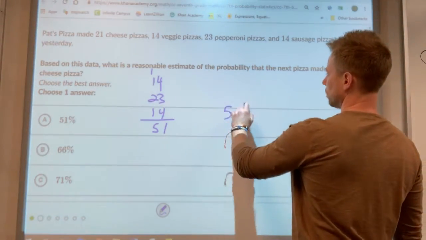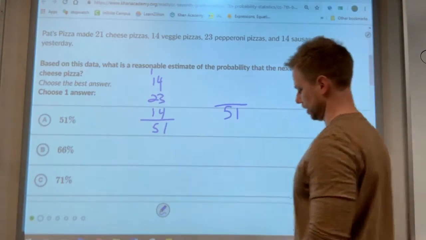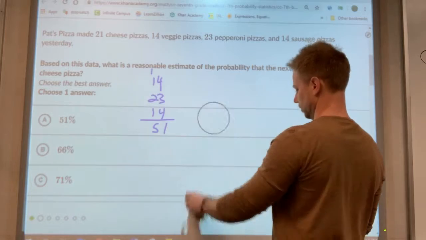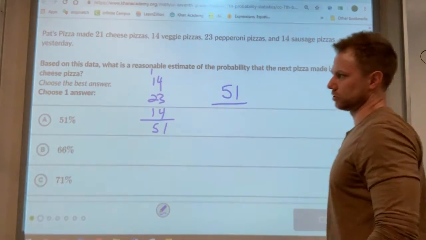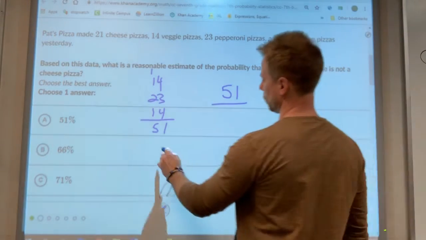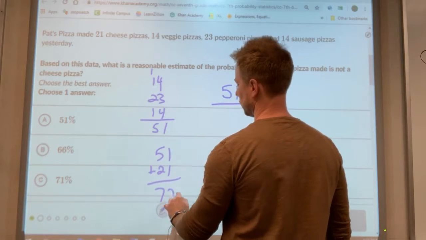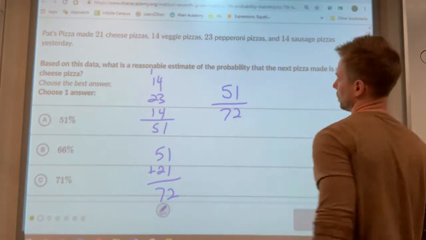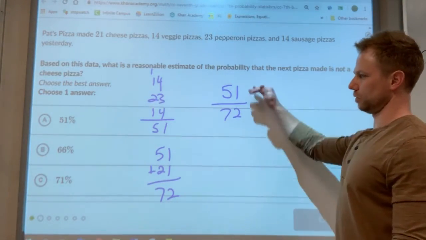That is our total, so that goes on the bottom. What we want is, oh no, that's not our total. That's everything that's not cheese. So that is our want, because we do not want cheese. Now our total, we have to add another 21 to that. So 51 plus 21, 72. 72 pizzas total. So 51 out of 72.